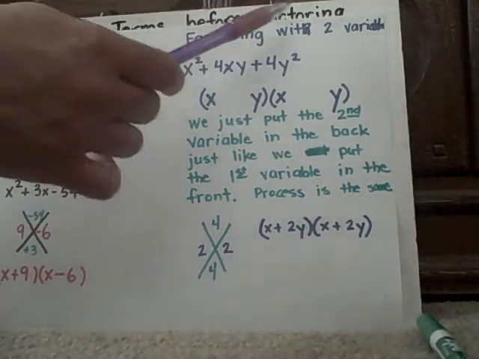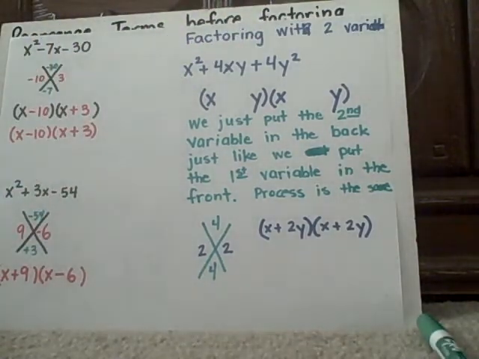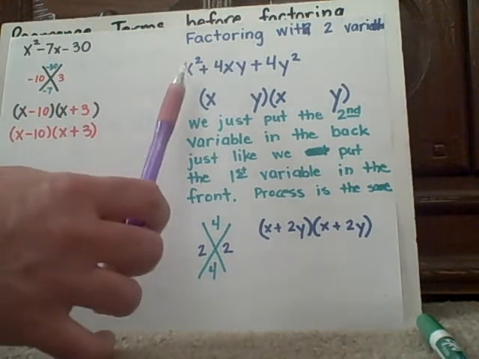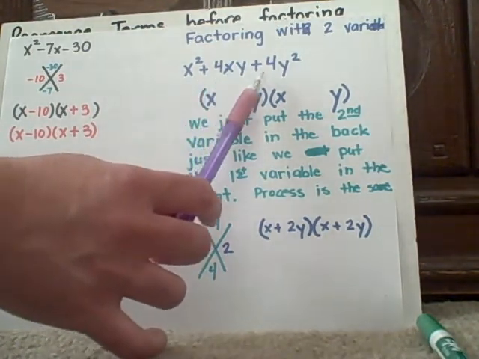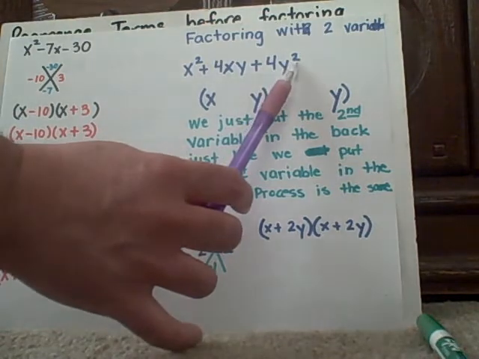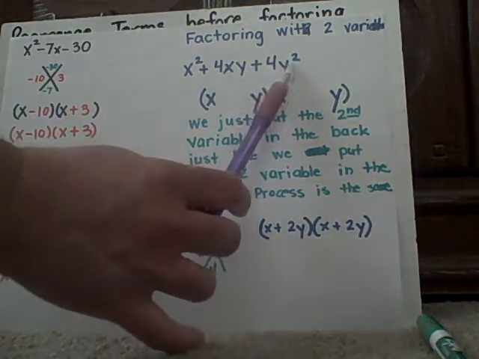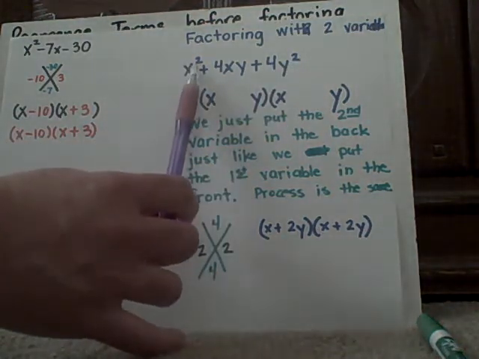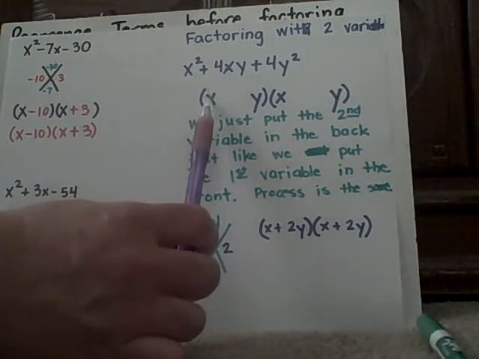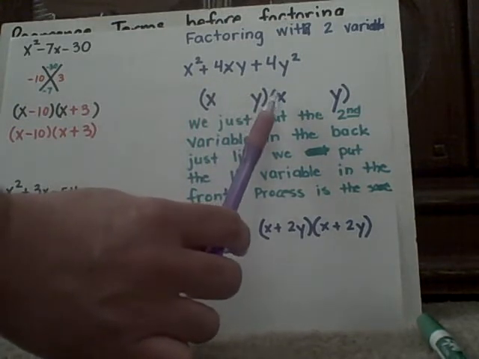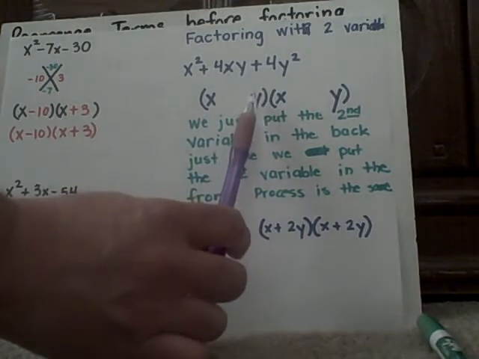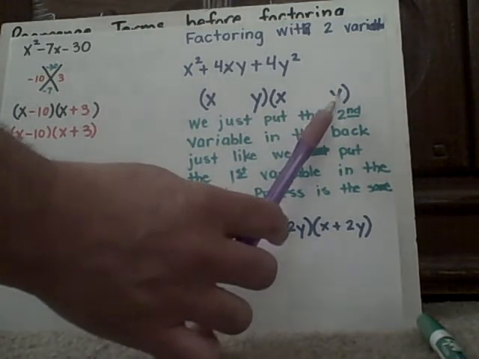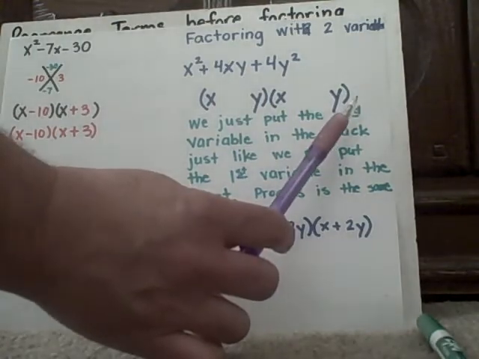Sometimes we have to factor, and there's two different variables. X squared plus 4xy plus 4y squared. This y squared is no different than the x squared in the front. What we do is we automatically put the x here and the x here just like we did before. And now we automatically put the y there and the y there just like before.